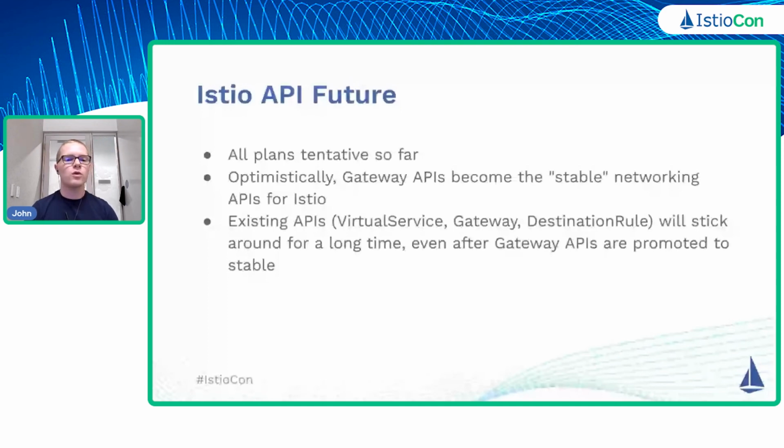But at the same time, we're well aware that there are hundreds of thousands of virtual services, gateways, destination rules, all sorts of things out there in the wild in real live production clusters. And we have absolutely no intentions of removing or deprecating these, even after the Gateway APIs become stable, and even if or after they become the default APIs. So similar to how in Kubernetes they have the Ingress API, which is the older API. It may not be recommended in the future, but that API will not go away. And so we'll follow a similar path here: keep the old APIs, but still recommend the newer ones for most use cases.